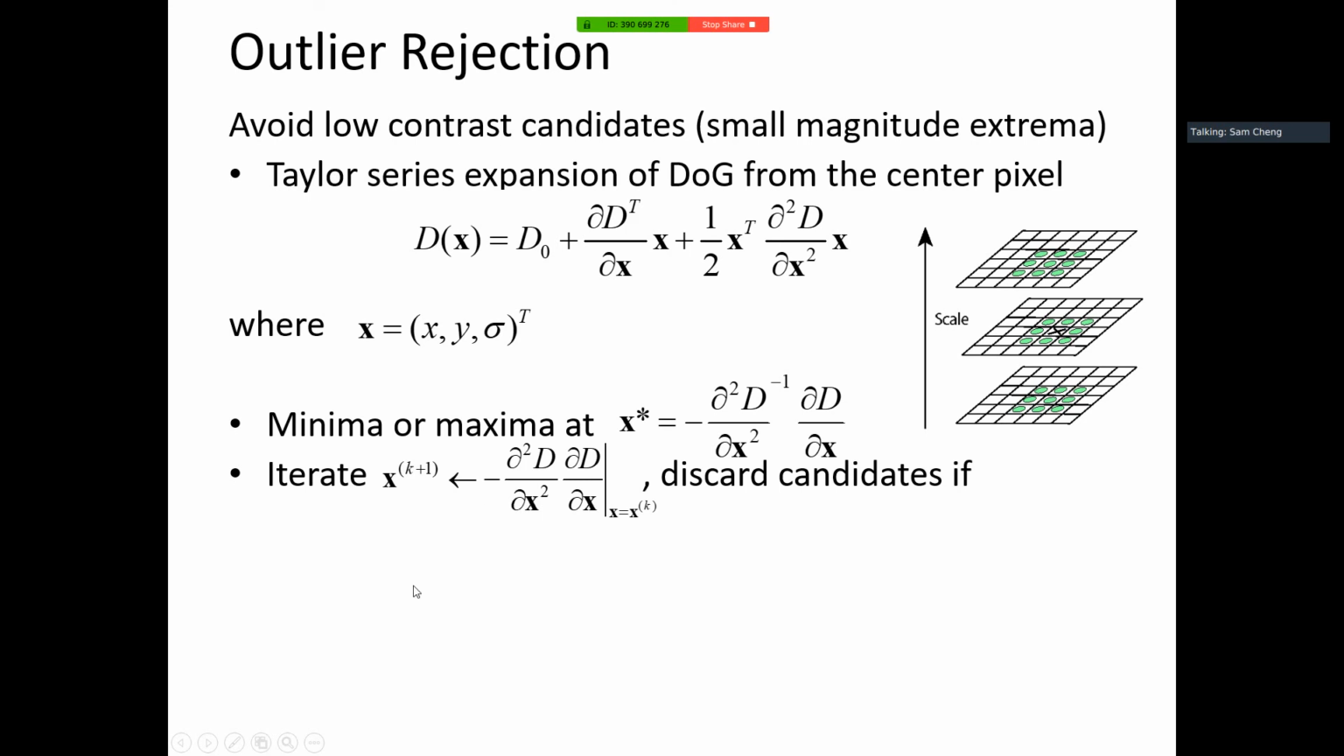Then I keep iterating that, substituting back and forth, iteratively doing the Taylor series approximation, and if it converges, then it's fine. But we still want to see if that maximum is sufficiently large. So for example, you take a threshold, like approximately 0.03. If the response is not big enough, then we discard that. So this is outlier rejection. Any question here?